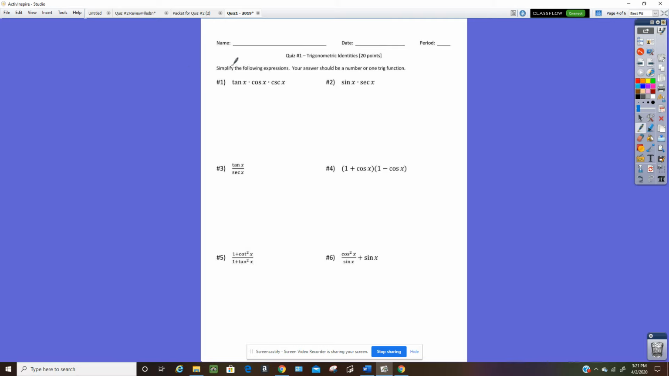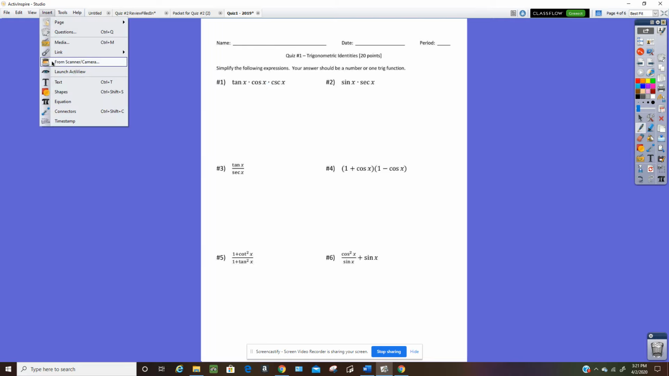This is the review for quiz 1, video 2. So once again, most of the time when you're doing these problems, you want to simplify everything in terms of sine and cosine.